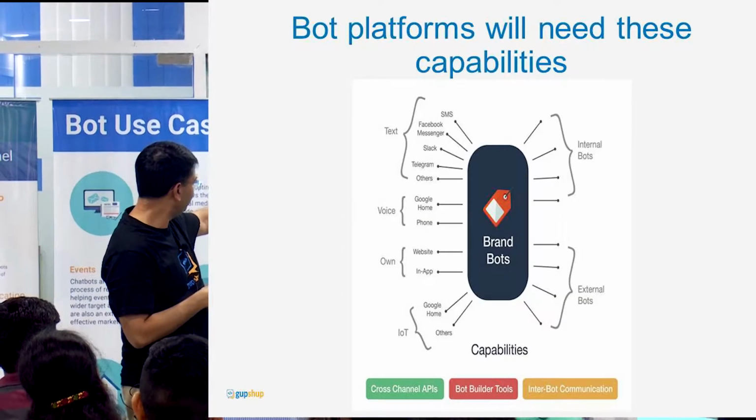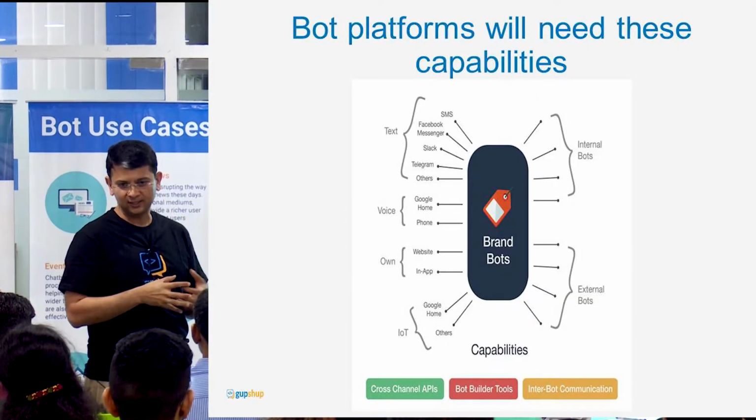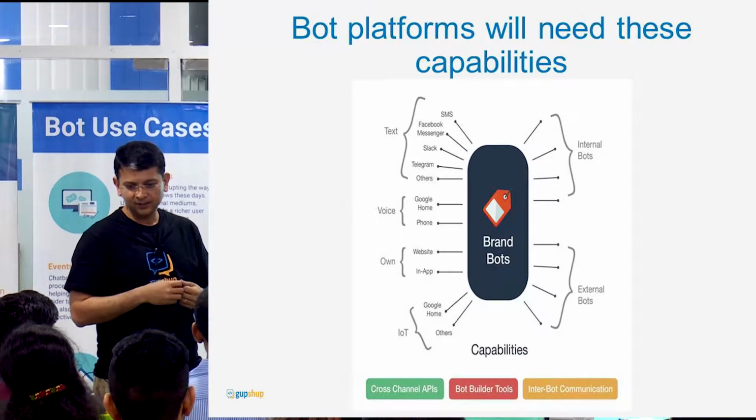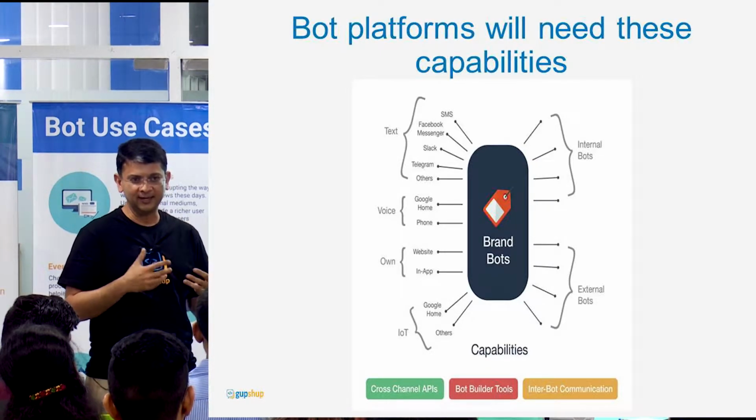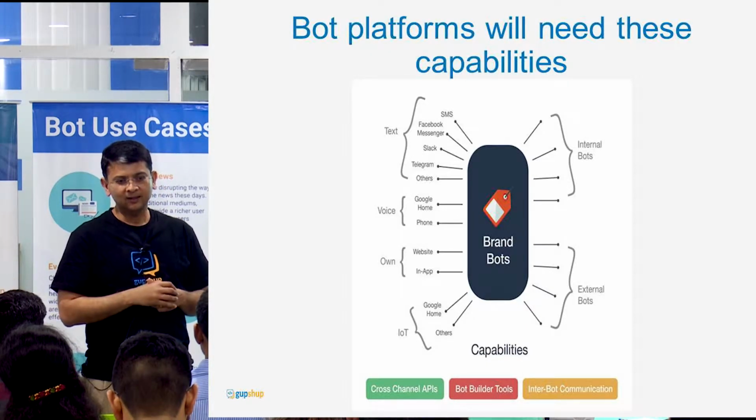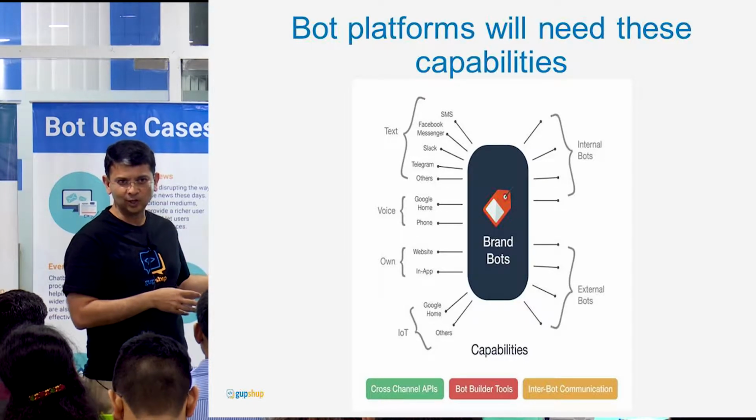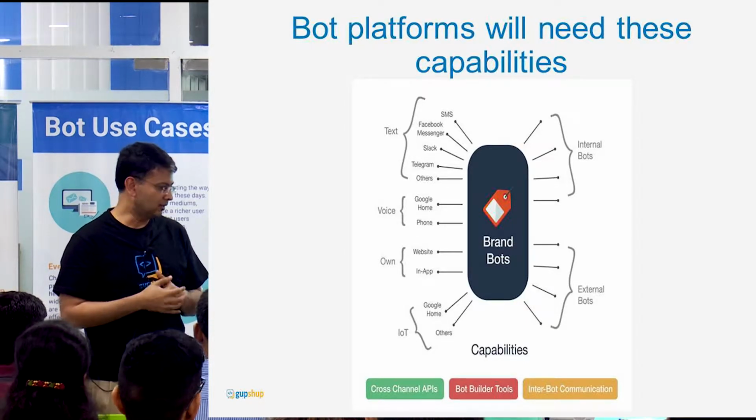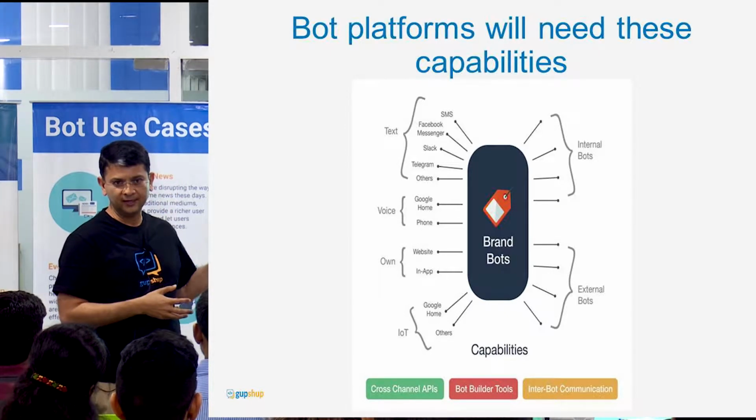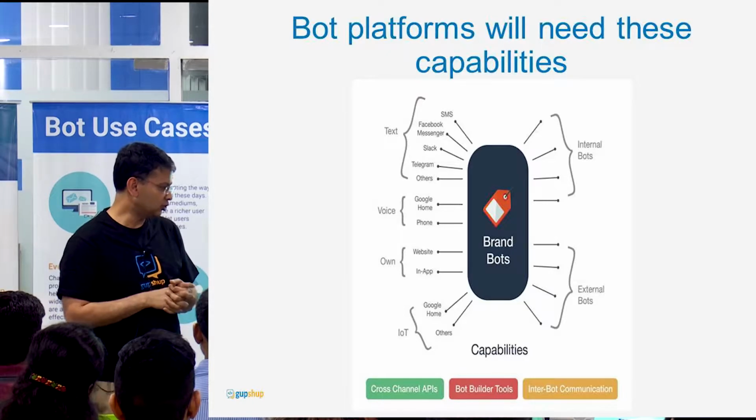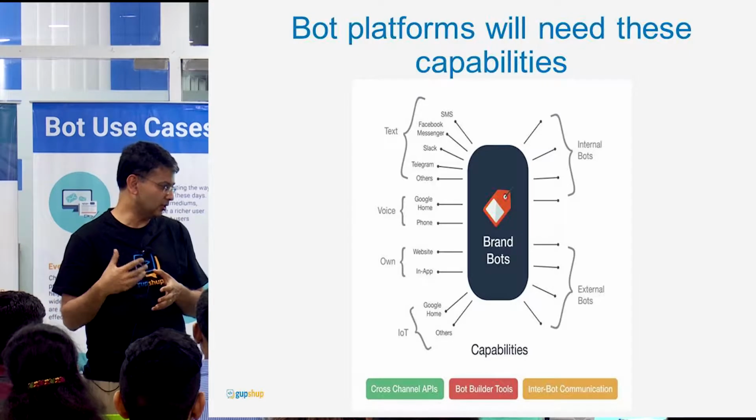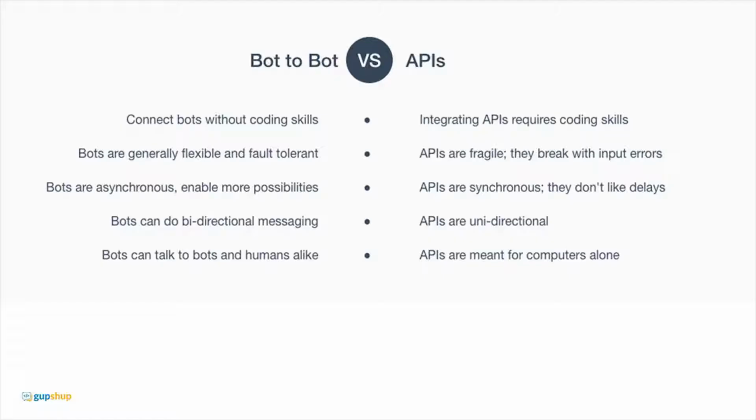So, in particular, to build the core bot, you need these bot building tools, with NLP, with AI, hosting, monitoring, analytics, and things like that. Those are tools that you need to build a bot, one bot. Then you need cross-channel connectivity, cross-channel APIs across different channels on the front end. And then on the back end, you need tools to enable bots to communicate with other bots so that you can extend these capabilities, right?